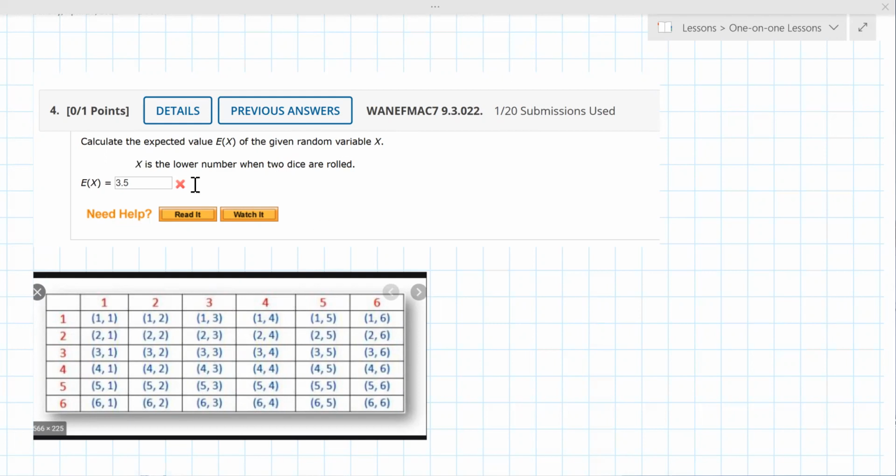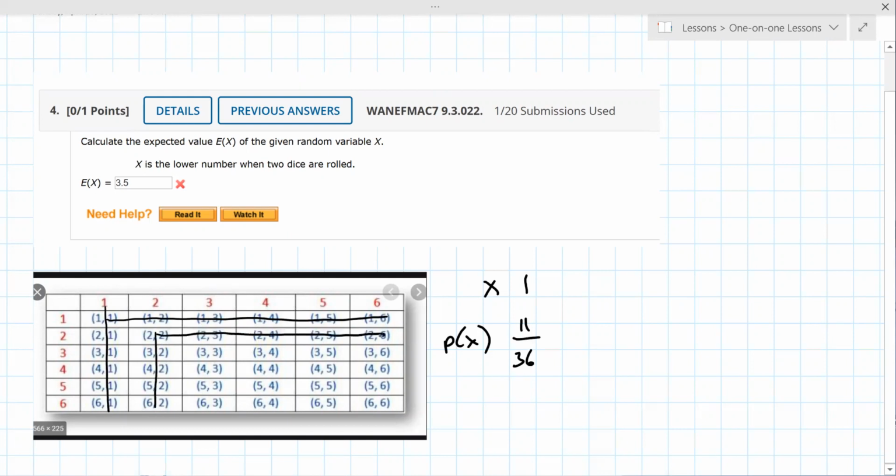Dice are rolled, but X is the lower number when two dice are rolled. What I want you to see here is that down the first column and across the first row, the lower number is 1 in each of those cases. So when x is 1, let me count here, 5, so it's 11 out of 36 is the probability of x. Down this new L region, 2 is the smaller number. So that's 4 plus 1, that's 9 out of 36.